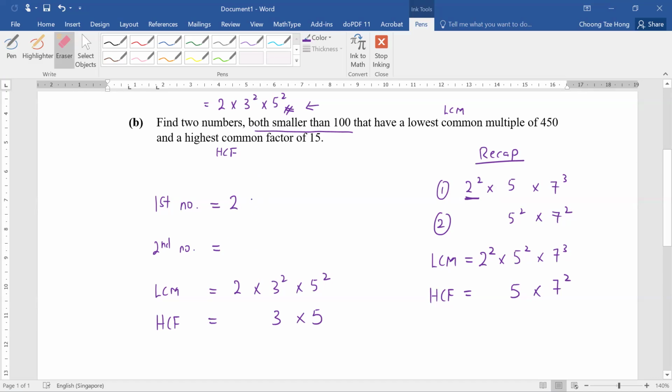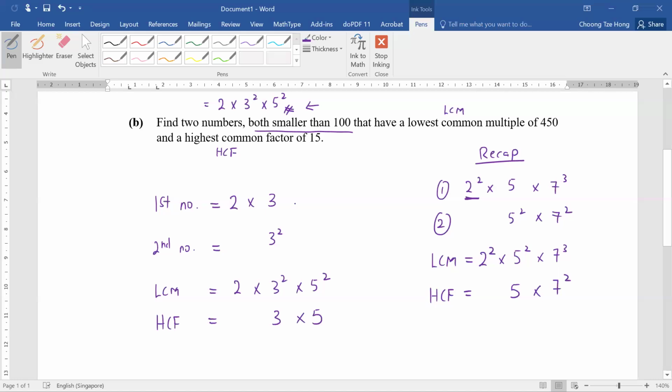Then the next one, let's look at the 3. So we have 3 square and 3. We are wondering where do we put the 3 square? Do we put it to the first number or to the second number? Since the first number already has a 2, let's put a 3, because remember, we need both to be smaller than 100. Then we put the 3 square here.